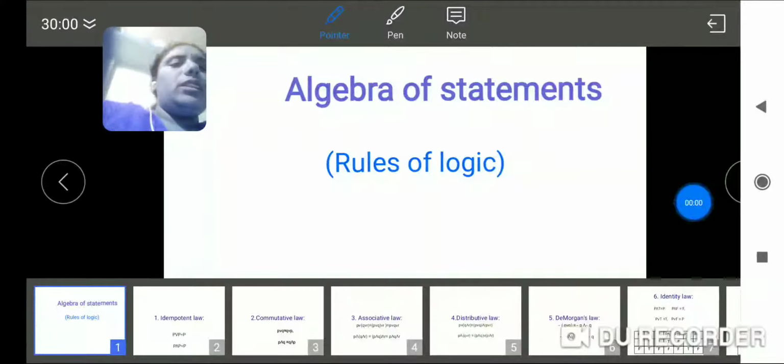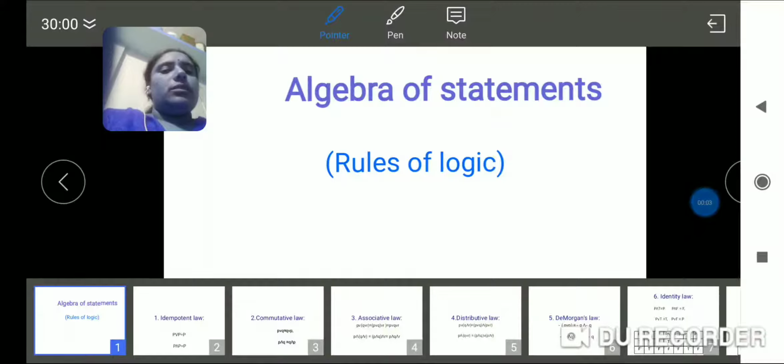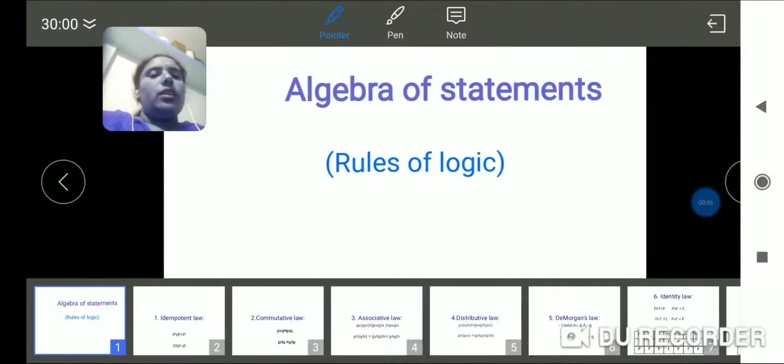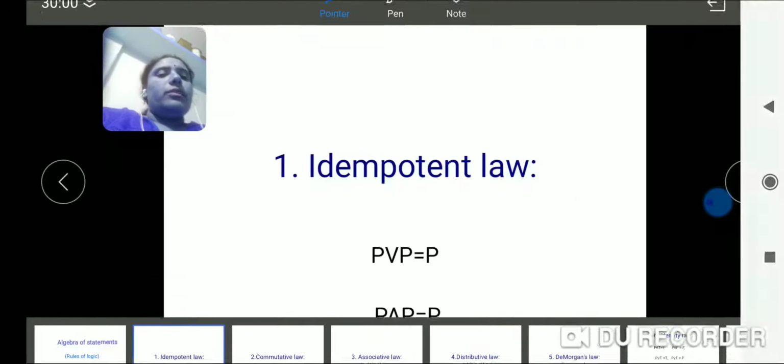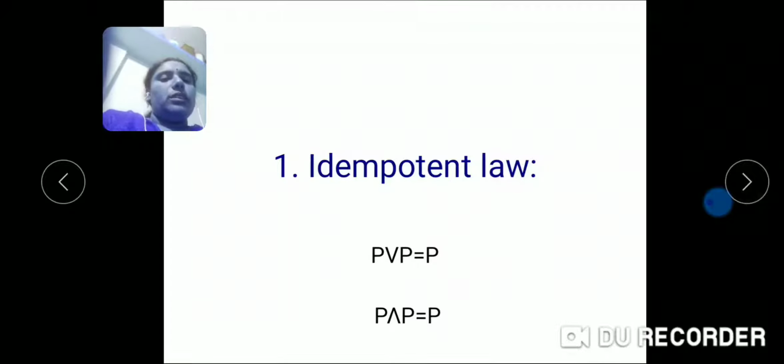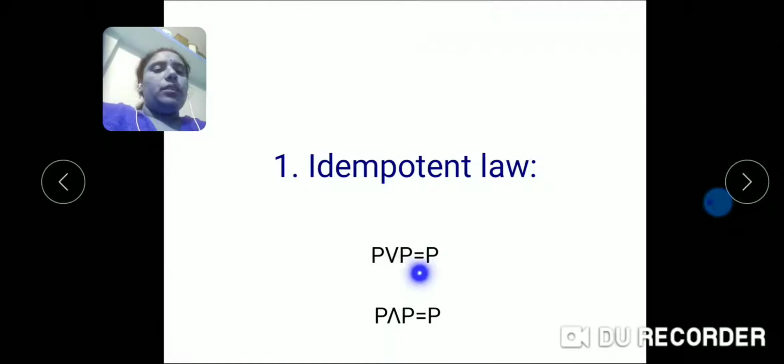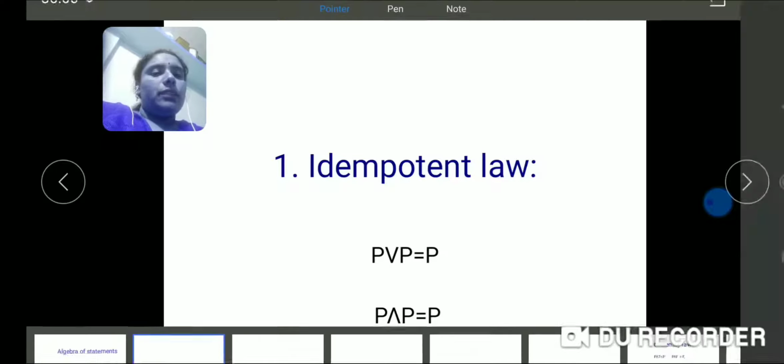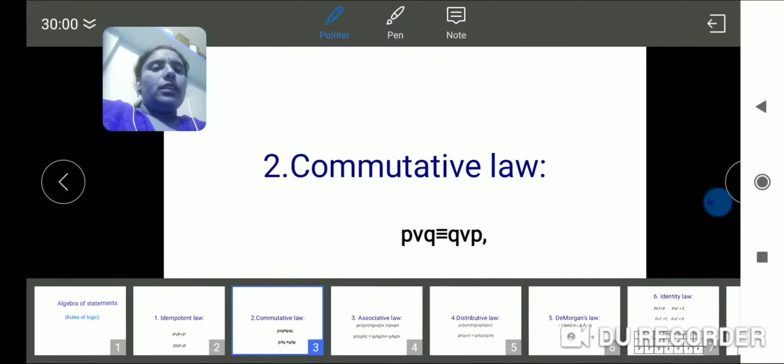Now to see the algebra of statements. It is also said to be rules of logic. First is idempotent law, that is P or P is logically equivalent to P and P and P is also logically equivalent to P. That is, here the disjunction and conjunction, but both statements are same, then result is same as the P statement.